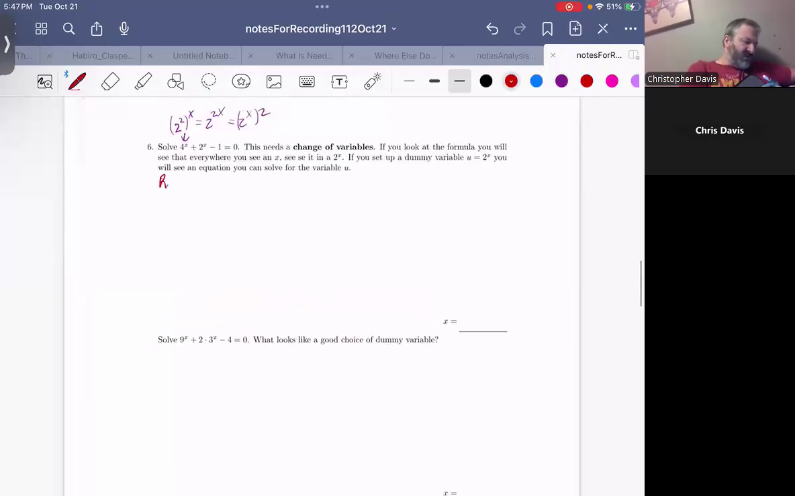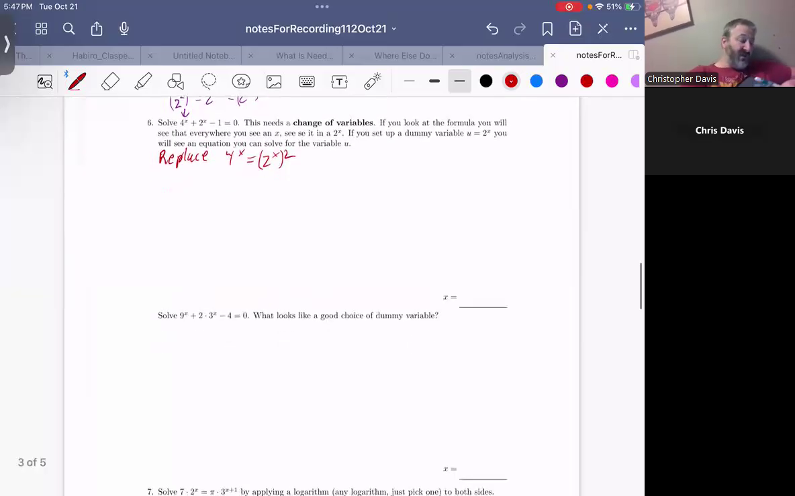So let's replace 4 to the x by 2 to the x squared and see what that does to this equation. They're equal, so we can do that. There's 2 to the x squared plus 2 to the x. Interesting. There are two different 2 to the x's. Minus 1.